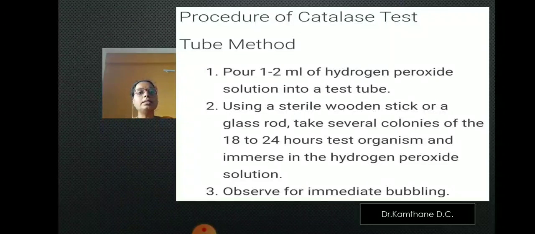In this, firstly take 1 to 2 ml of hydrogen peroxide solution in a test tube. Step 2, by using a sterile wooden stick or a glass rod, take a small amount of growth from the 18 to 24 hours culture of the test organism and immerse it in the hydrogen peroxide solution. After this, observe for immediate bubbling.